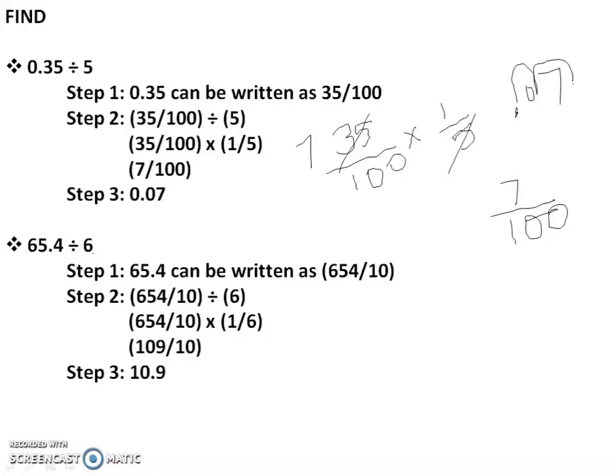65.4 divided by 6. 65.4, how many decimal places? One decimal place. Okay. 65.4 can be written as 654 by 10. So I can write the decimal division like 654 by 10 divided by 6. 654 by 10 into the reciprocal of the second number, that is 1 by 6.